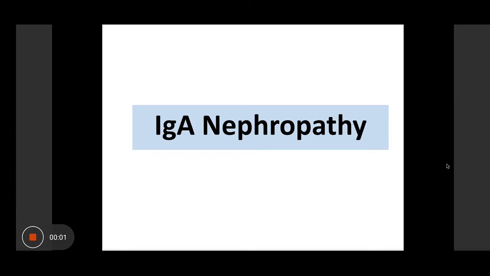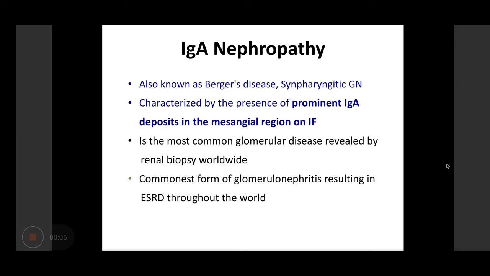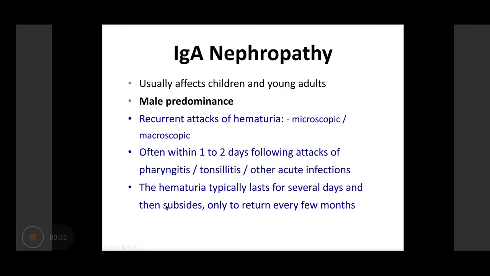The first disease that we will be considering today is IgA nephropathy. This is also known as Berger's disease or synpharyngitic glomerulonephritis. The characteristic feature of IgA nephropathy is the presence of prominent IgA deposits in the mesangial region of the glomeruli, as demonstrated on immunofluorescence. This is one of the commonest glomerular diseases worldwide, and therefore is also one of the commonest causes of glomerulonephritis resulting in end-stage renal disease throughout the world.